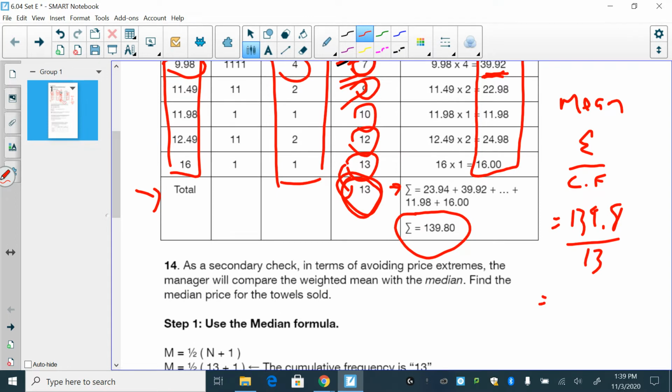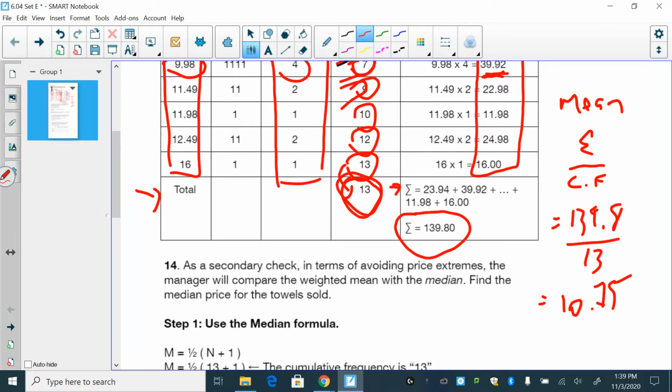So you're just going to punch that in your calculator: 139.8 divided by 13. And so you've got 10.75. So that just means the average linen costs $10.75. So that's one way of saying the middle.